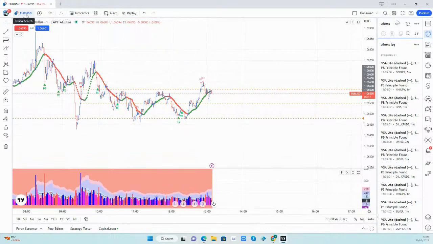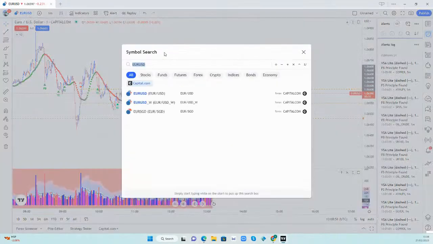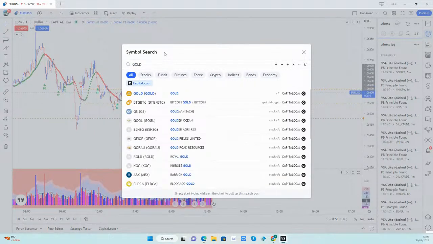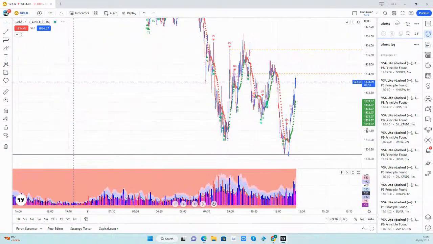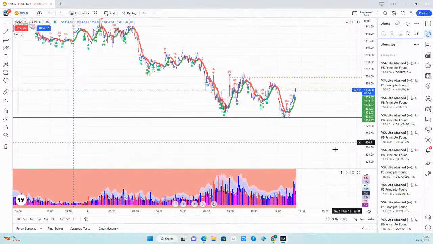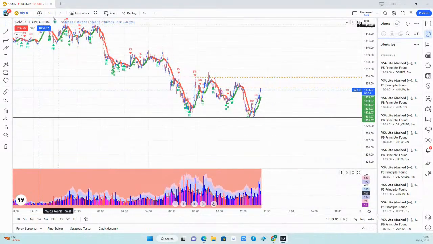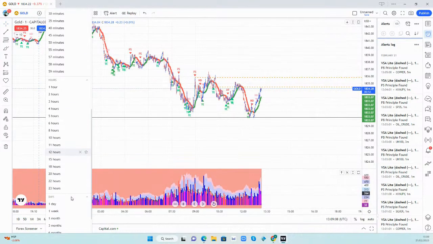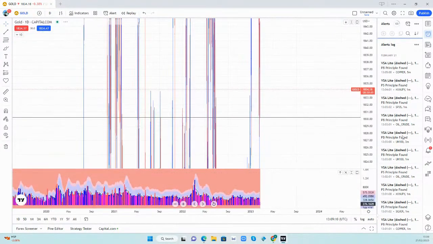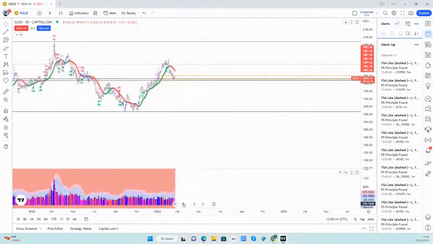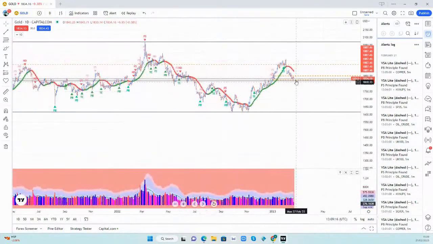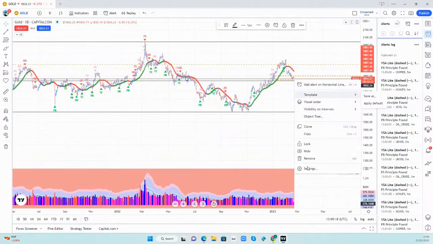Right. Let's have a look at some other charts. Let's have a look at gold as well. Really, let's have a look at the higher time frame, the daily chart, first. I mean, let me just remove all of these.